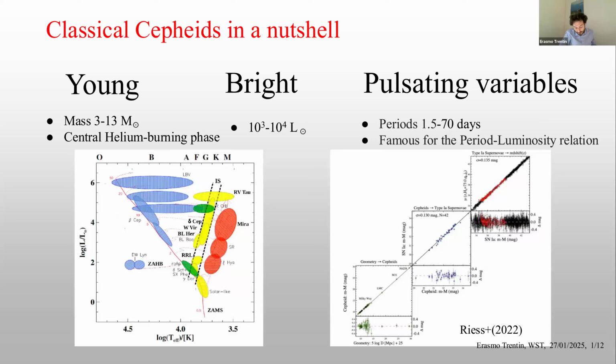One of the reasons they're one of the most important astronomical objects in all astrophysics is that they are pulsating variables. They pulsate with periods between 1 day, even less actually, and up to 70 days more or less. And they're famous for the period luminosity relation, which means that if you have a calibration of this relation and you can estimate the period, then you can compare the luminosity with the magnitudes and estimate distances.